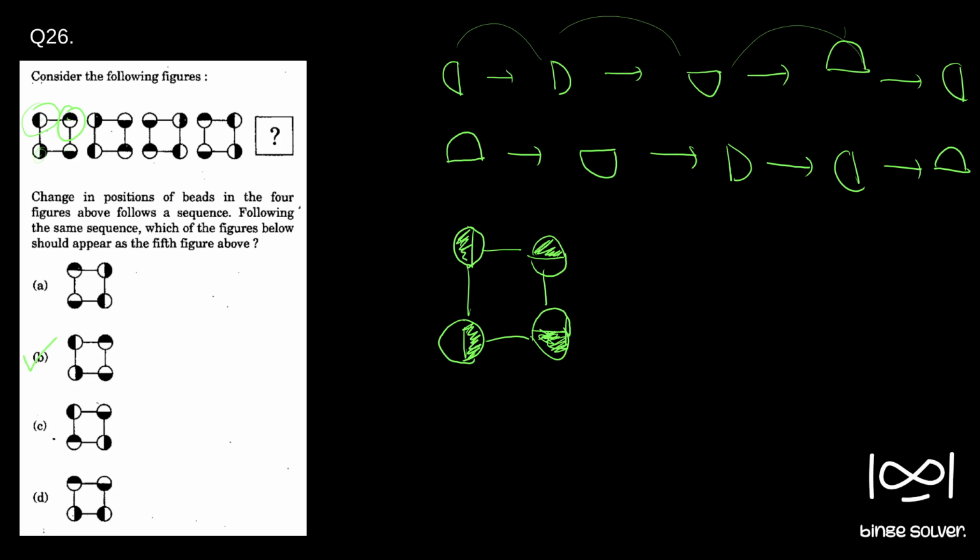Next question, question 27. A bell rings every 18 minutes. A second bell rings every 24 minutes. A third bell rings every 32 minutes. If all the three bells ring at the same time at 8 o'clock in the morning, at what other time will they all ring together?